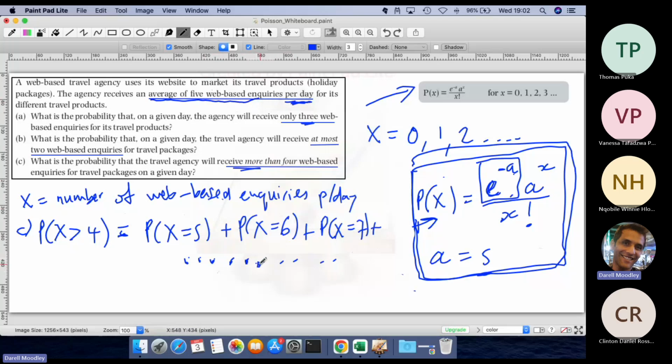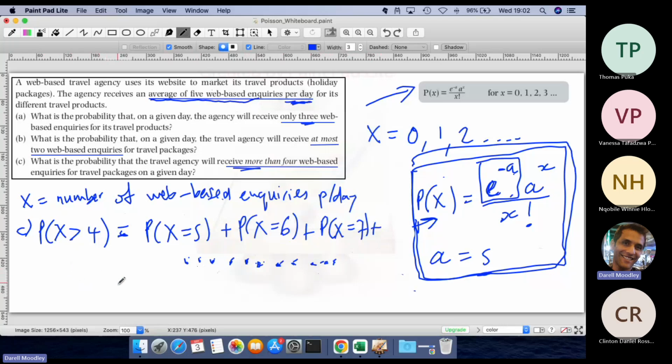And now we can't work out every single probability here. This is too long, right? It's not doable. We need to find some trick to work this out without having to work out all these probabilities. And that's where we're going to use the complement rule. Okay, let me try and explain how the complement rule works.